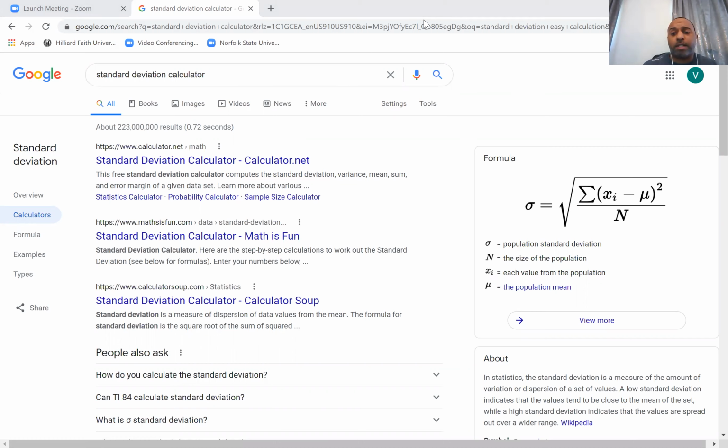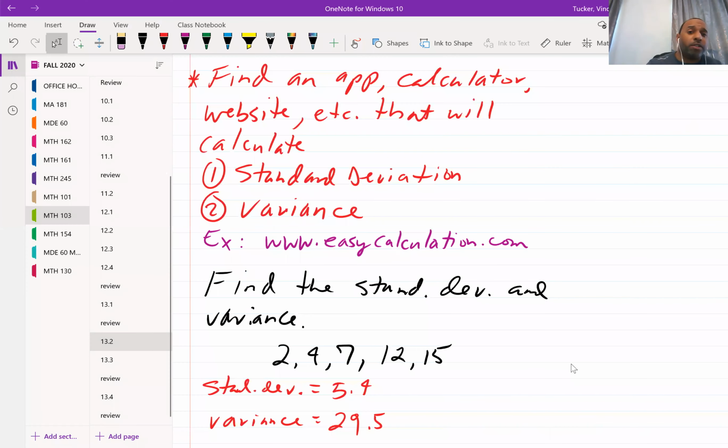What I was saying is that you don't necessarily have to use the website that I use. You could use a calculator that you may have, or an app. Use something free. I'm not trying to get you guys to spend any more money. There's a bunch of free stuff out there. All I'm saying is type in those data values and make sure they produce these two numbers. I also said that easycalculation.com is one that I know works.